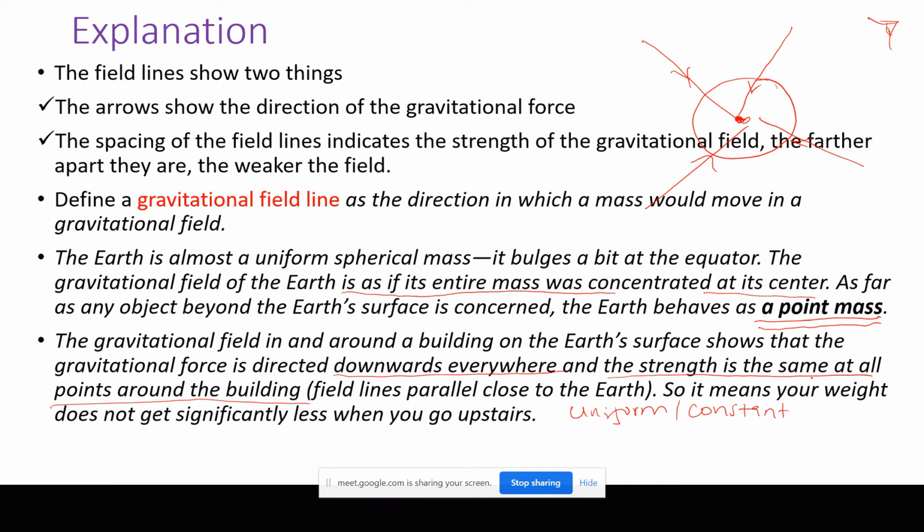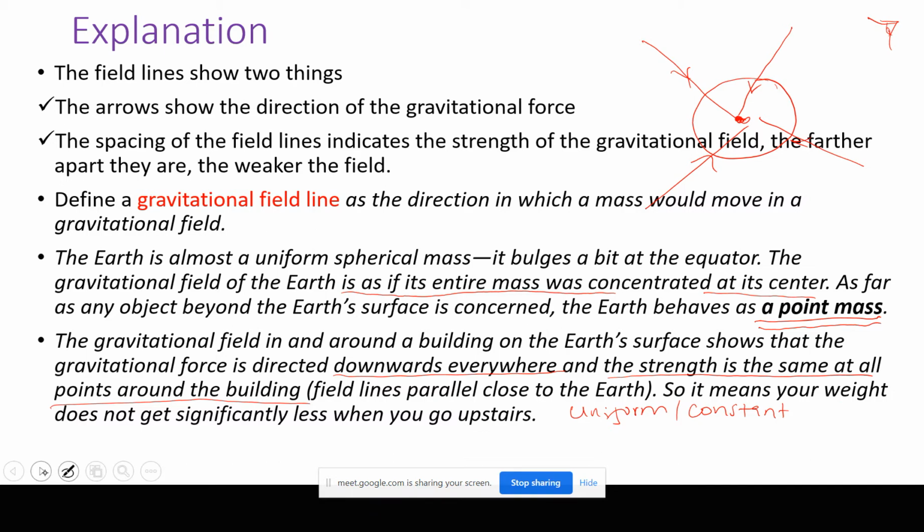And it's for this reason that I mentioned that your weight will not change significantly even when you go upstairs, because on the scale of a building, the change in height is too small to cause a significant change in the value of gravitational field strength. But do not forget that as you go far away from the Earth's surface, the field lines tend to move further apart. And as they move further apart, it implies that the field strength also decreases.